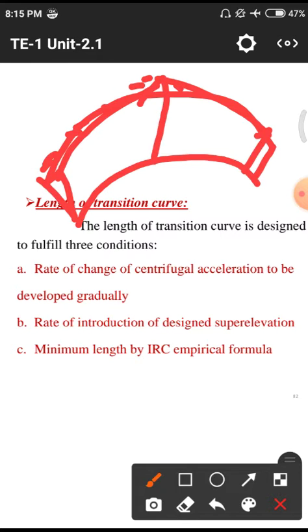Next one is the minimum length by IRC empirical formulas. IRC means Indian Roads Congress, which has introduced different kinds of empirical formulas for different situations and conditions. We need to use those formulas according to our need, so that we can implement these transition curves and lengths.